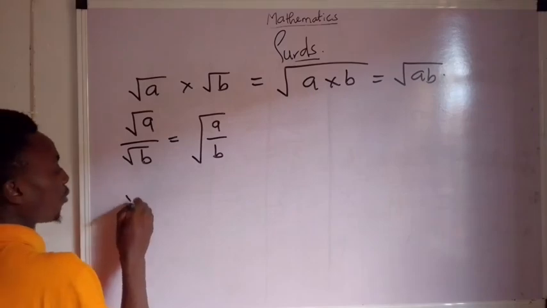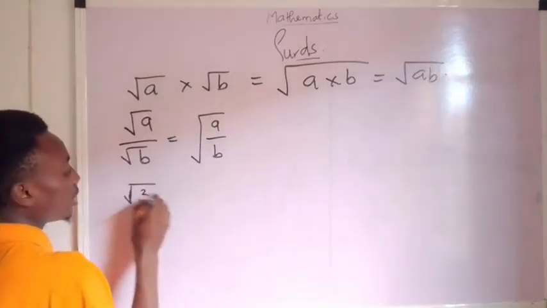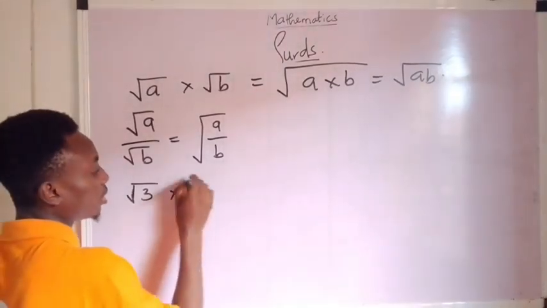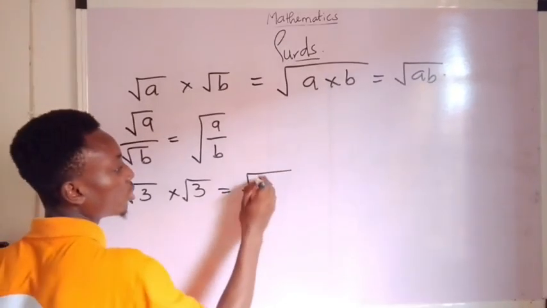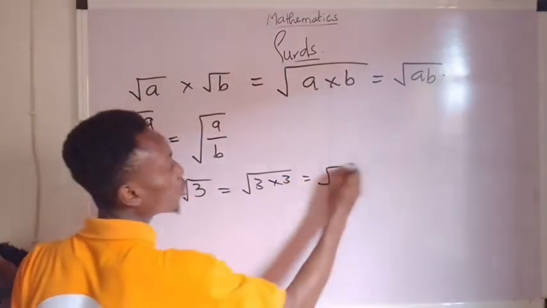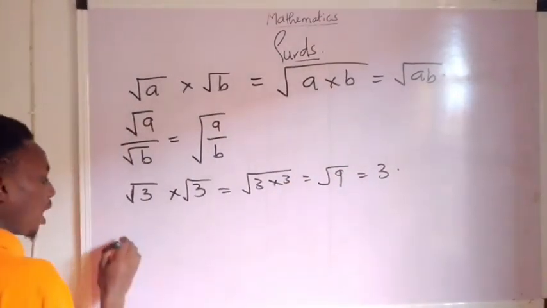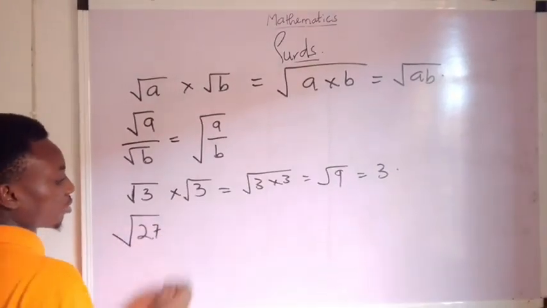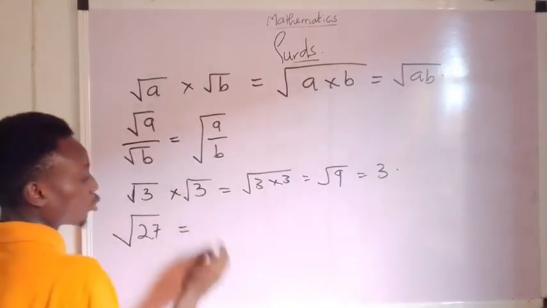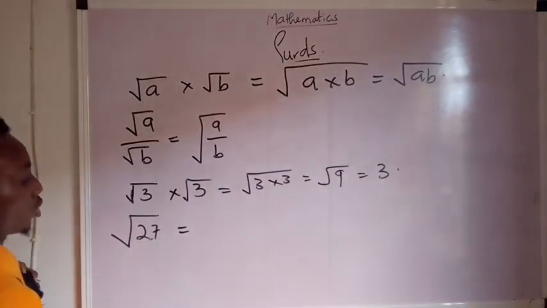So if you have root 3 times root 3, it is actually what? Root 3 times 3 equals root 9, which actually gives us what? 3. Now, if you have something like this, root 27 actually gives us what?